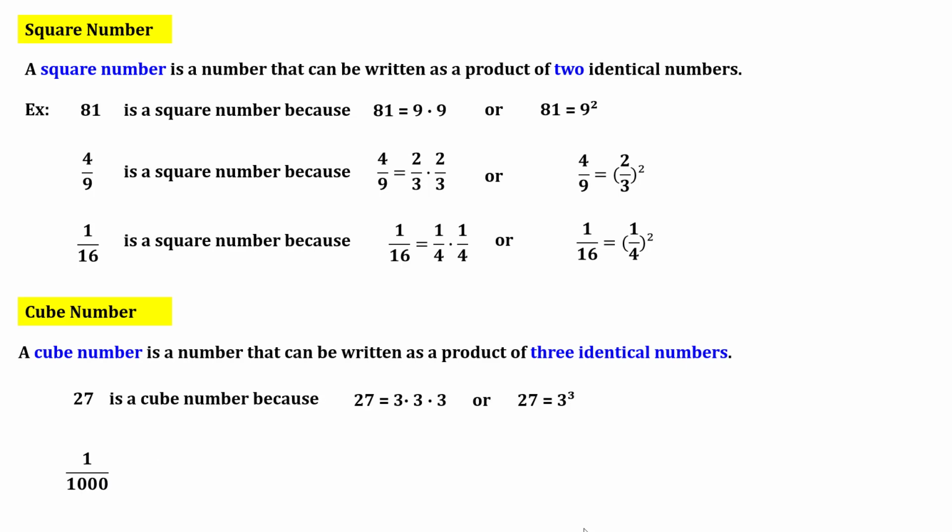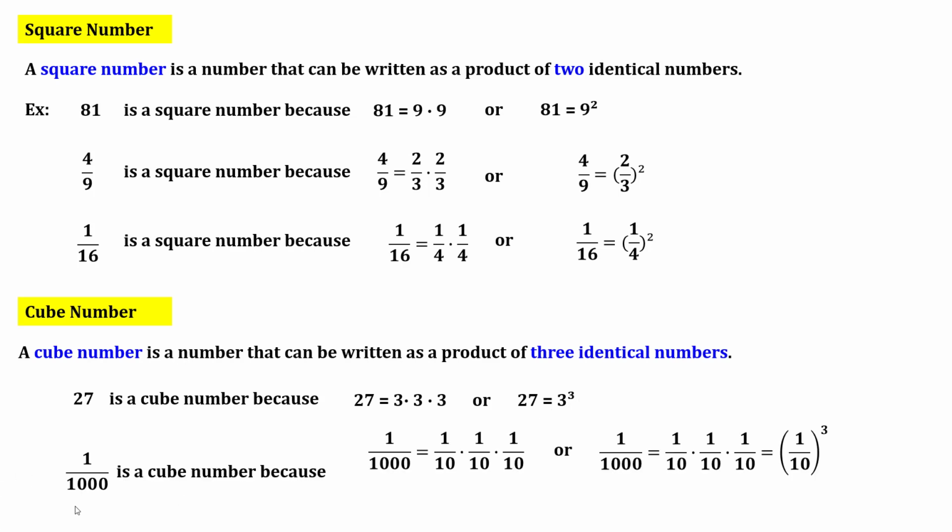Let's justify. 27 is a cube number because 27 equals 3 times 3 times 3, or 27 equals 3 cubed. And 1/1000 is a cube number because 1/1000 is equal to 1/10 times 1/10 times 1/10, or 1/10 cubed. Okay, so that's a square number or a cube number.